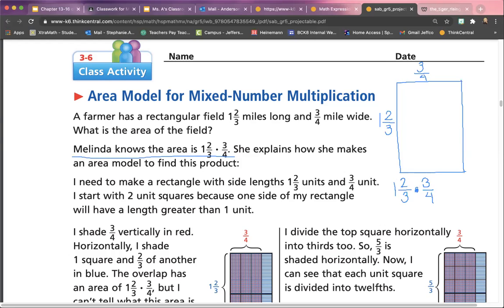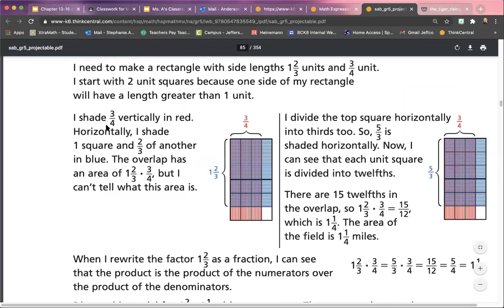So Melinda has made a drawing of this. Personally, I look at this and I'm thinking to myself, how do I split this into 1 2/3? Because it just seems a little bit different. So now we're going to explore a drawing that shows exactly what this looks like. Hopefully you already have this written down, because I have to scroll down just a little bit to show you. So here are the steps that it takes to do this, and Melinda's explaining this to the farmer.